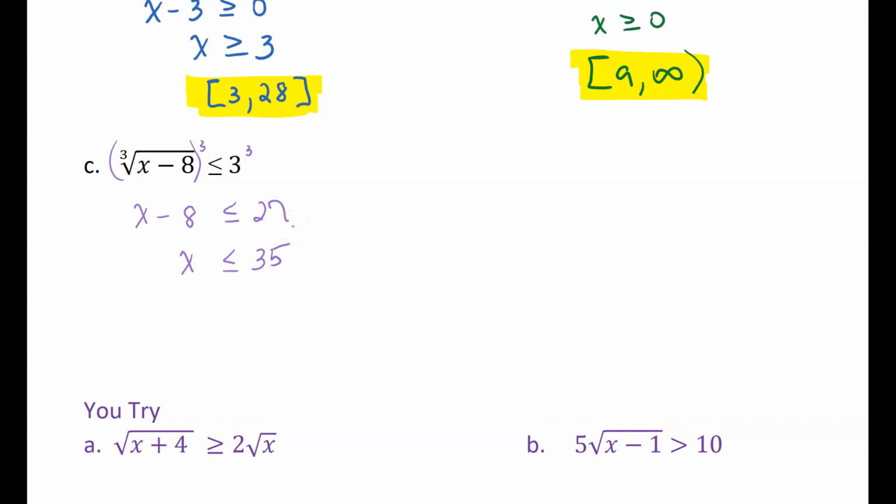Now in this case, it is a cube root. It's odd, so we don't have any domain restrictions because it can be positive or negative. So therefore, we are perfectly fine with our answer of x is less than or equal to 35. Or we can put that into interval notation from negative infinity up to 35 included. Okay. So those are a few examples of the radical inequalities.